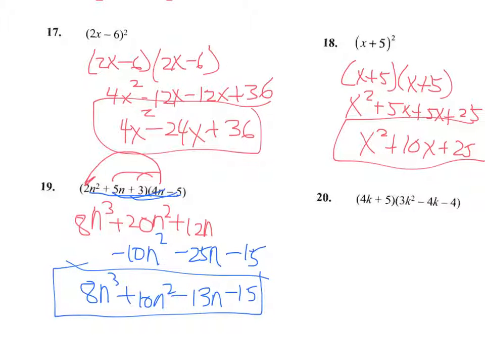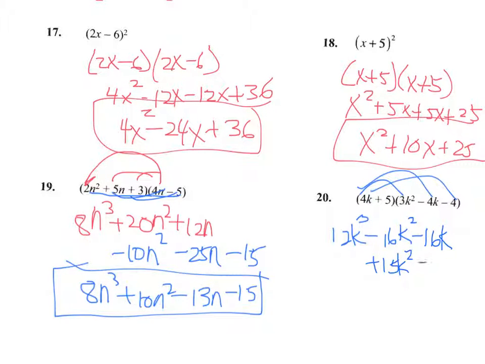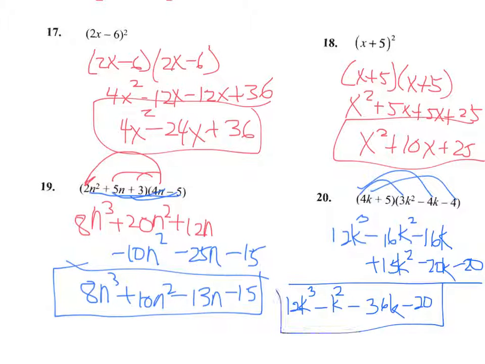Same concept for these, distributing 4k. We'll have 12k to the third minus 16k minus, that's k squared minus, again, minus 16k. Then distributing the 5, we'll get plus 15k squared minus 20k minus 20. So combining like terms, we'll have 12k to the third minus a k squared minus 36k minus 20 for our final answer.